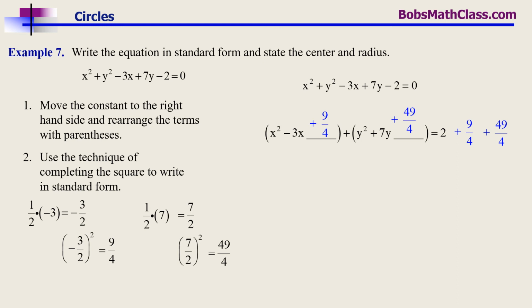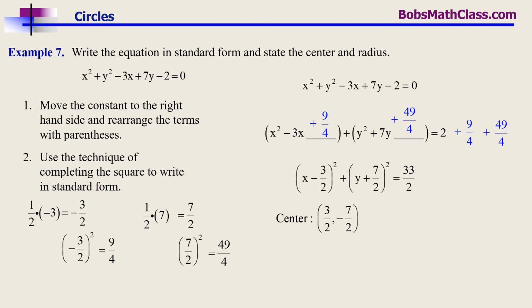Okay, now when you write it as a binomial squared, it's always going to be the number before you square it. So the first one is going to be x. Well, what do we get? We got negative 3/2, so it's going to be minus 3/2 squared. And the second one is going to be y plus 7/2 squared. And then when you add your 3 numbers on the right, you should get 33 over 2. Now our center, that one's not too bad. Our center is 3/2, negative 7/2.